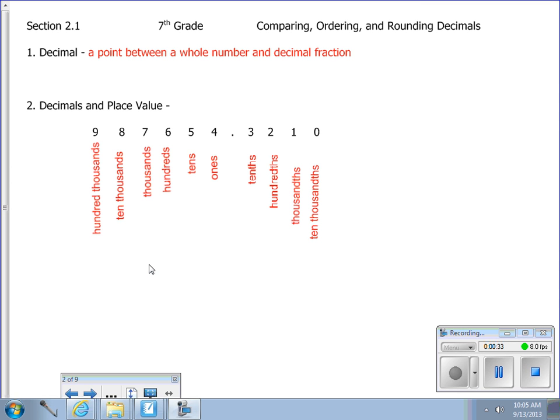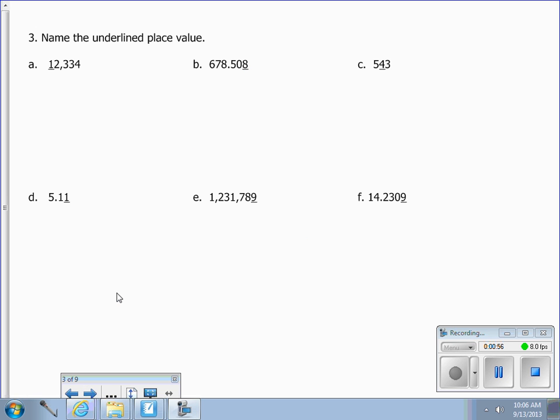So a decimal is a point between a whole number and a decimal fraction. You know, a fraction, as you can recall, is part of a whole. So in number 2, we're going to be talking about decimals and place value. Each of these numbers has a place value. So we're going to name the underlined place value. Your notes might be small, but I will go over them with you orally and show you on the video.